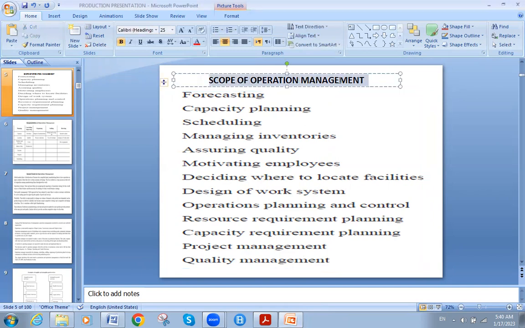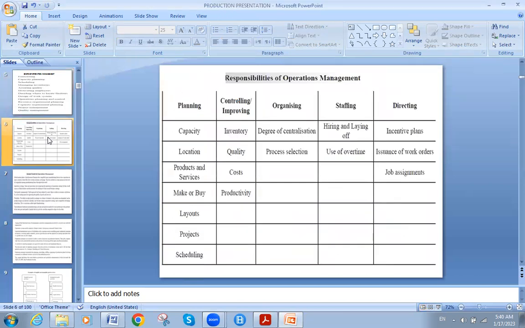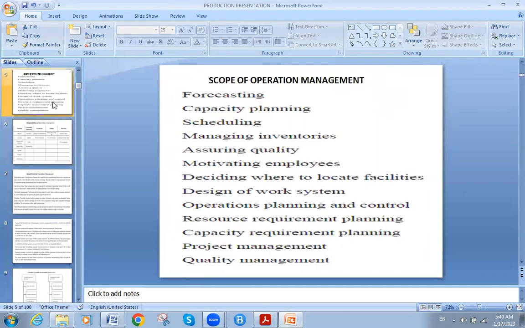Scope of operation management: forecasting, capacity planning, scheduling, managing inventories, assuring quality, motivating employees, deciding where to locate the facilities, design of work system, operation planning and control, resource requirements planning, capacity requirement planning, project management, and quality management. When we study operation management, those are the topics which we usually talk about.